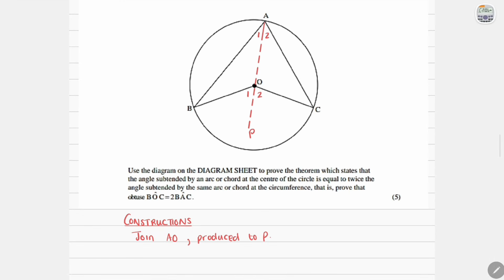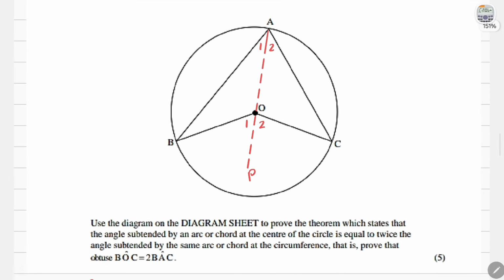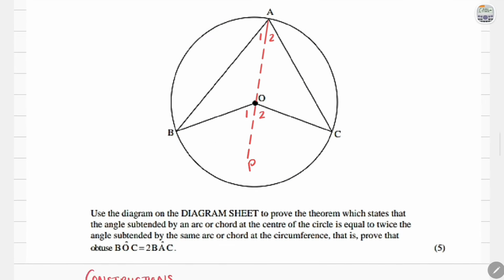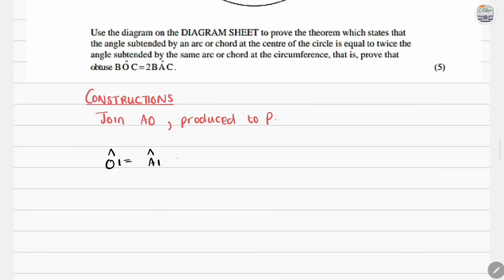And now to prove this theorem, this is what we're going to do. We are going to use each of these triangles that we see here. So this is the first triangle. And do you notice that this triangle has an exterior angle, and that is angle O1. So the exterior angle of a triangle is always equal to the sum of the two opposite interior angles. So we know that angle O1 is equal to angle A1 plus angle B. And our reason is because we have an exterior angle of a triangle.